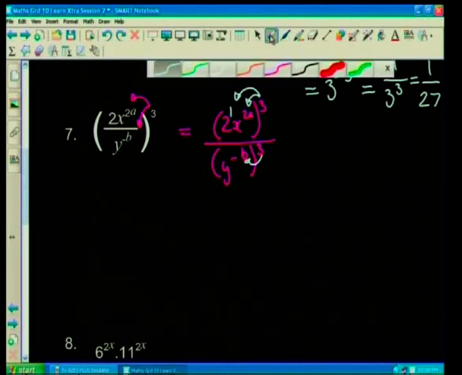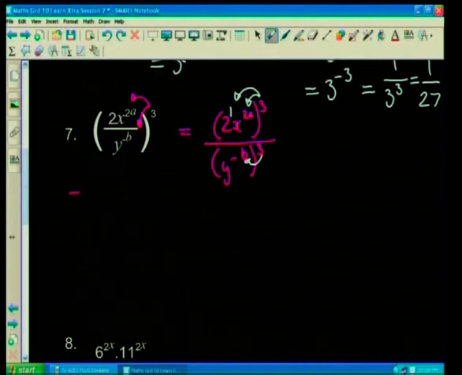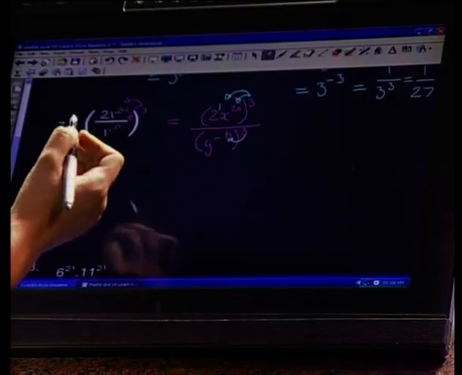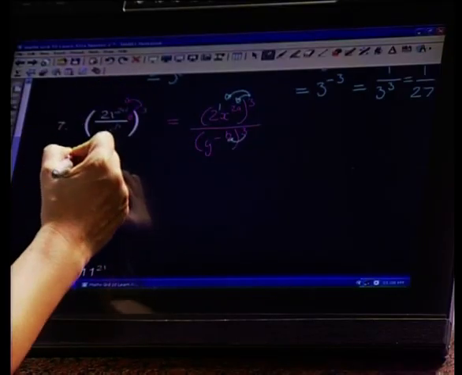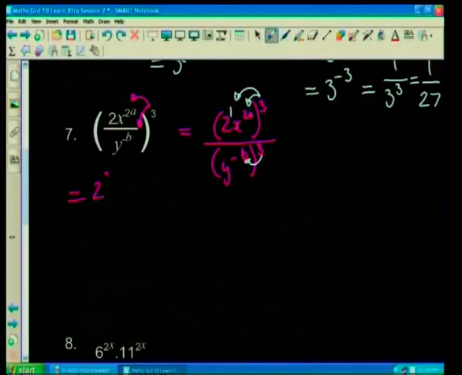Let's write the next step out in full. It is possible to then skip from this first step up here, or the question up here, straight to this step over here where we write 2 to the power of 3 x to the power of 6a over y to the power of negative 3b.